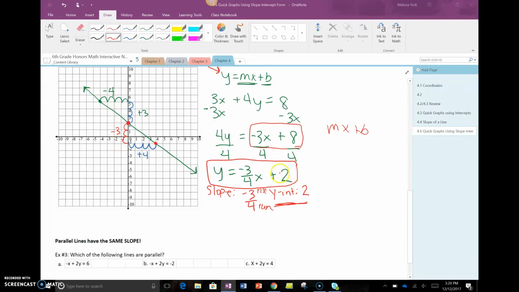My y-intercept, my starting point, is at the value 2. Then I'm going to look at my slope. My rise is negative 3. And my run is 4. So from my starting point 2, I can go down 3, and I can go to the right 4 and plot a point. I could also go up 3 and to the left 4 and plot an additional point. When I've graphed those points, I connect the line, and this represents the equation. Now this slope is starting from the top and going down, and this is what we call a negative slope.